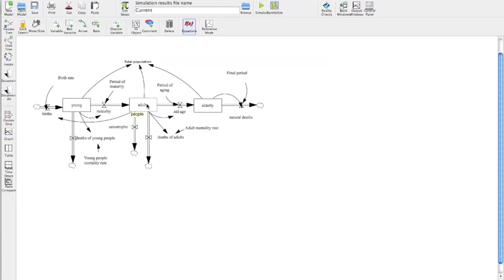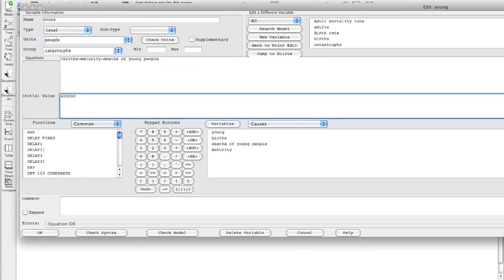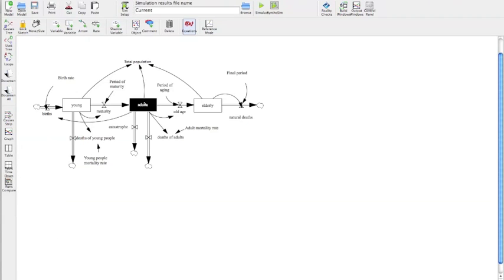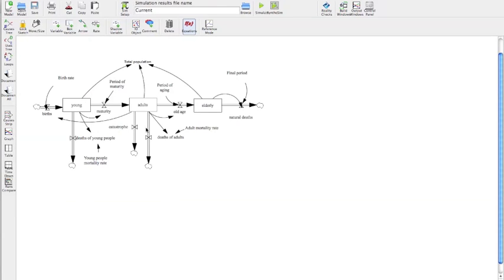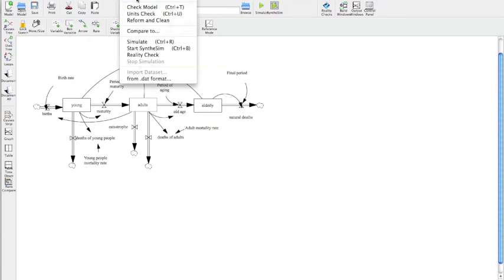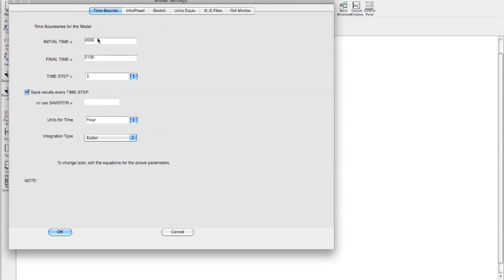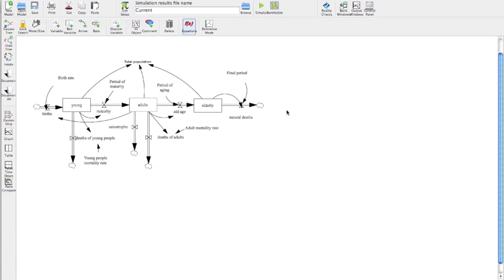One thing that I didn't mention was the initial values. If we go to the stocks, the young initial population is 400,000. For the adults, it's 500,000. And for the elderly, it's 100,000. So that's the initial state of the population. If you look at the model settings, you can see that it's a 100-year model from 2000 to 2100. Time step is 1 year. You can change that, but that's pretty much the setup. And you can then run the model. You can just do a simulation, and the simulation is done very quickly.